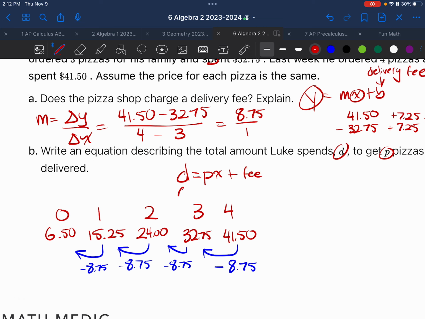In this case, the delivery is going to be the number of pizzas. Oh, so it's not px, it's mp. Sorry, that was incorrect. It's going to be the slope times the number of pizzas plus the fee. So the slope in this case is $8.75 times the number of pizzas plus the fee, which is $6.50 just to show up. So there's our final equation right there, 8.75p plus $6.50.